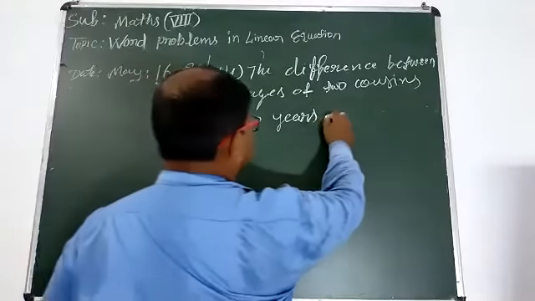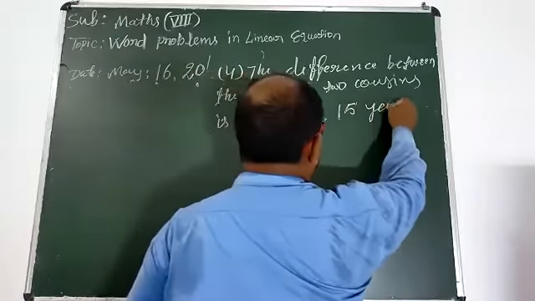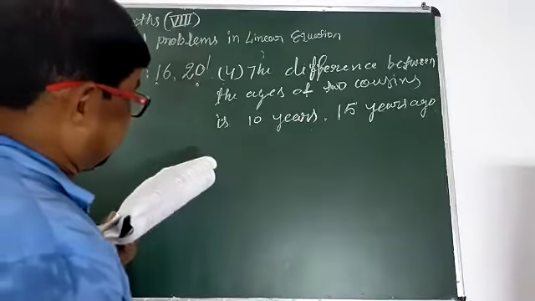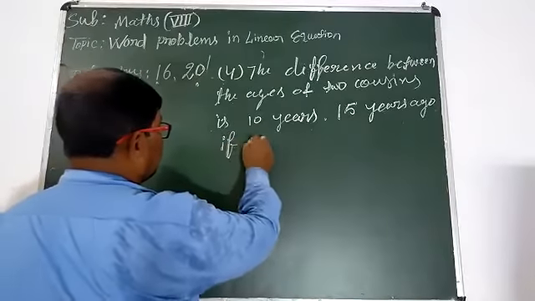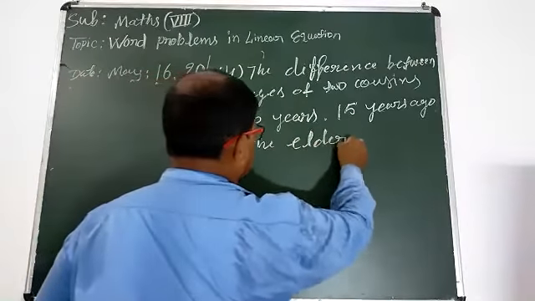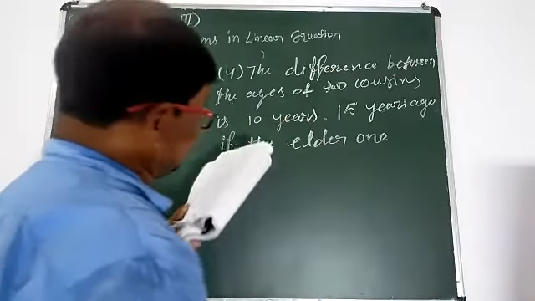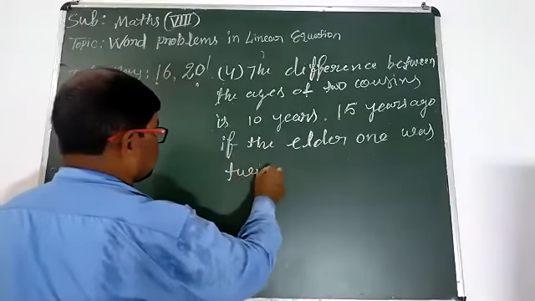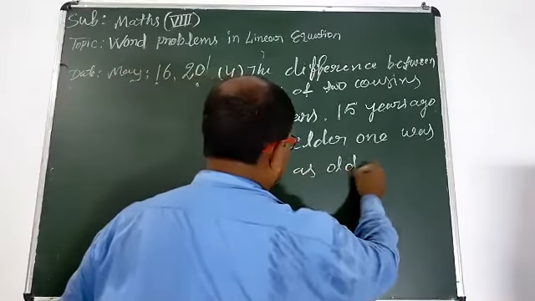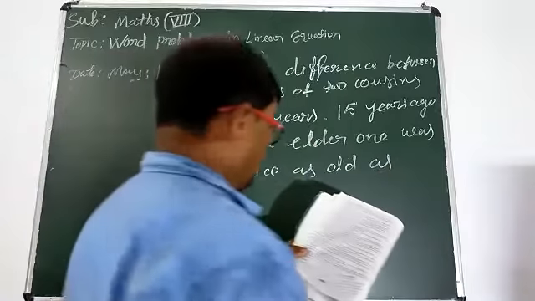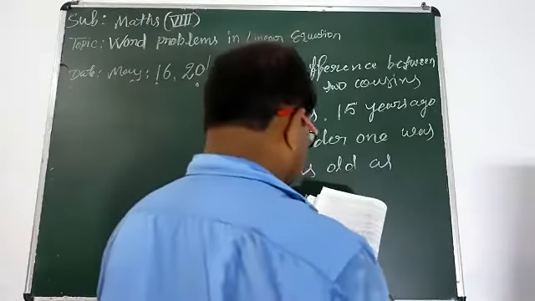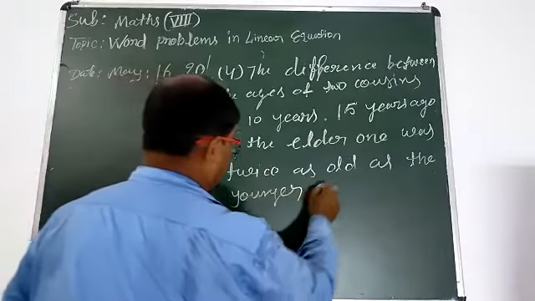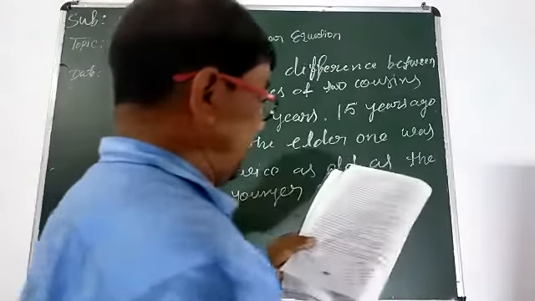15 years ago, if the elder one was twice as old as the younger one, find their present ages.